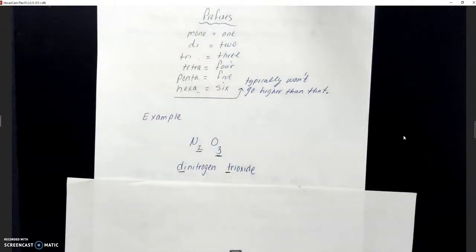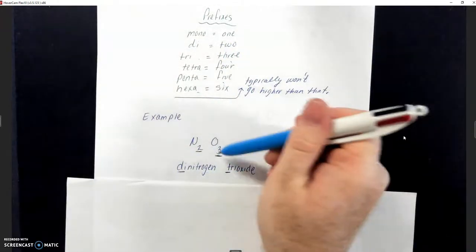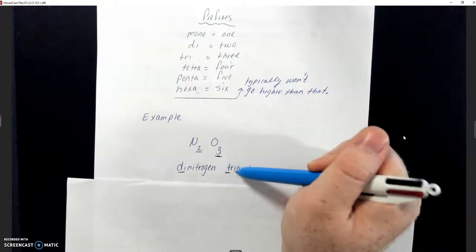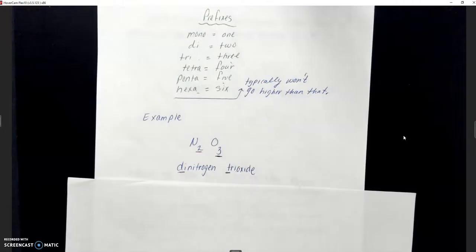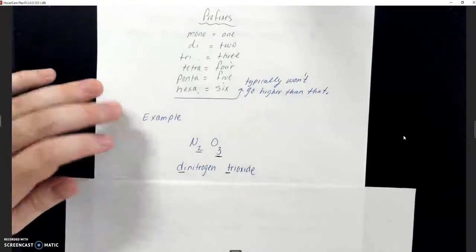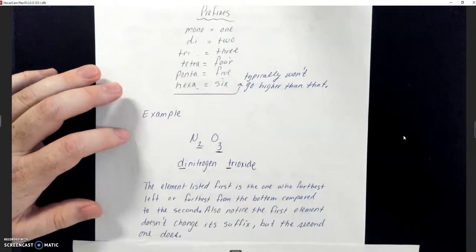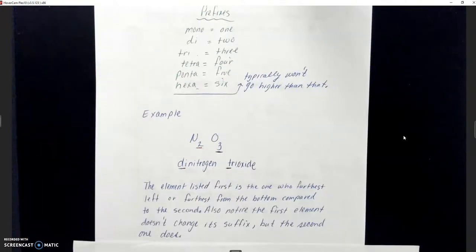Why do we call it trioxide? Well, obviously it's oxide. There's 3 of them, and so we call it trioxide. Tri for 3. All right. Pretty straightforward, pretty straightforward.